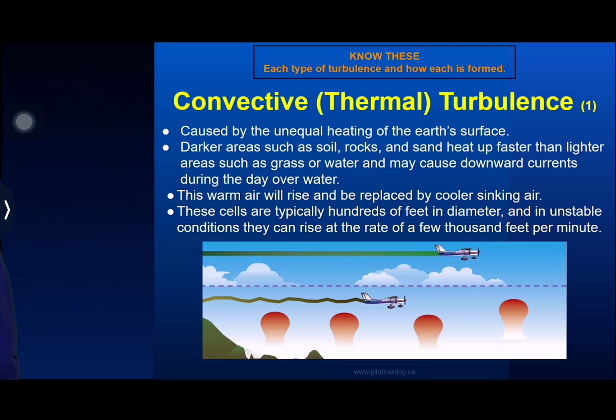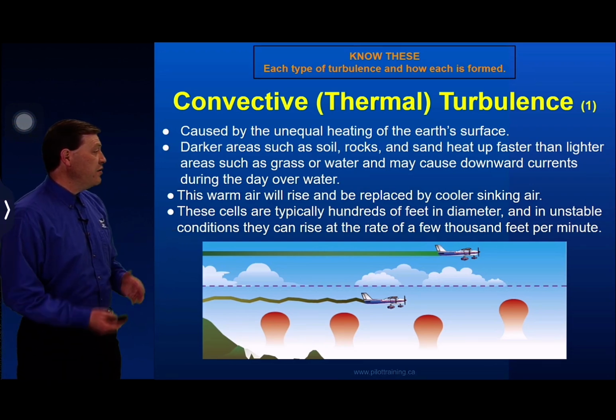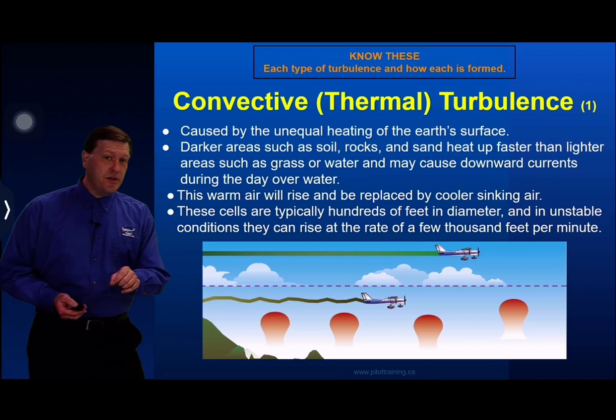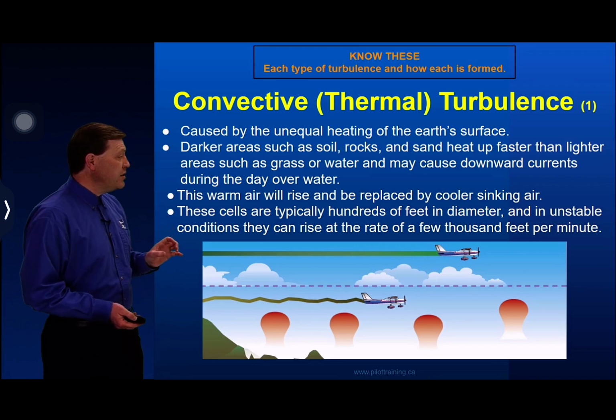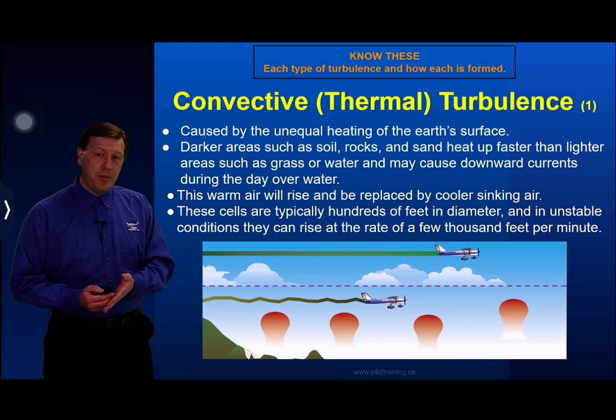Now, when it comes to convective turbulence, these cells are typically hundreds of feet in diameter. In unstable conditions, generally speaking, the more unstable the conditions, the quicker these will rise, a few thousand feet per minute.